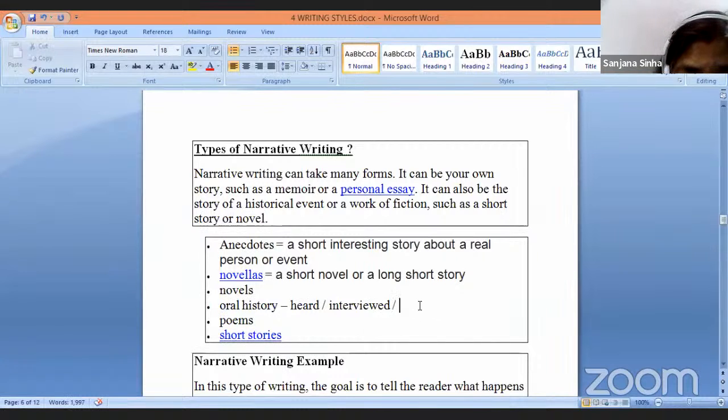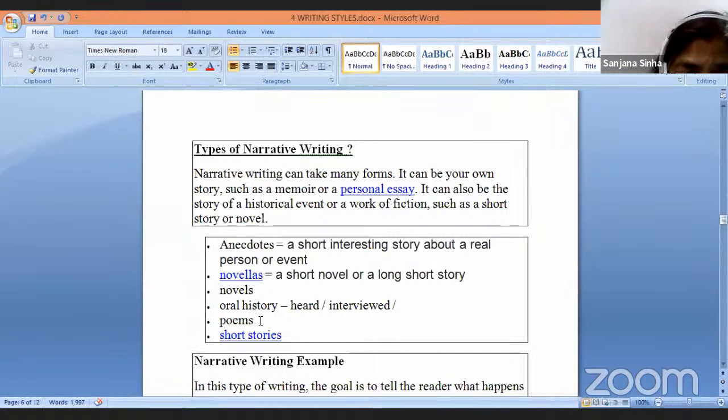You must have heard stories about the freedom struggle. Your father must have told you some stories. Your grandfather must have come up with some stories. So in the olden days, the grandparents always told stories to their children. So this is called oral history, something which you have heard, or you have come to know the story by interviewing people.